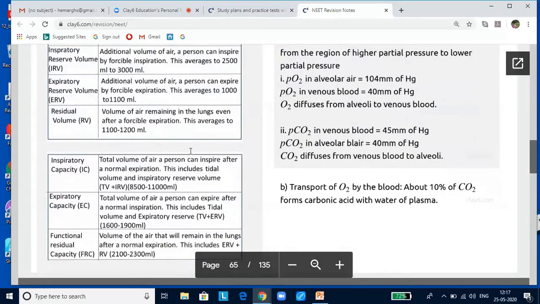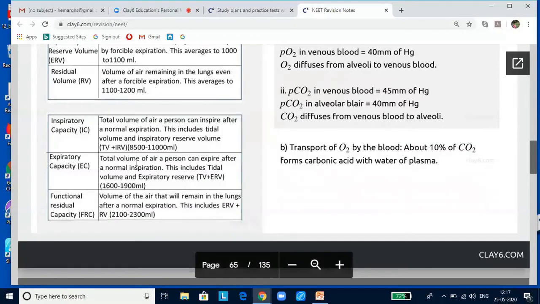Now you have inspiratory capacity, the total volume of air a person can inspire after a normal expiration. This includes TV and IRV. The next one is expiratory capacity, the total volume of air a person can expire after a normal inspiration. This includes tidal volume and expiratory reserve volume. So that will be equal to 1600 to 1900 ml.